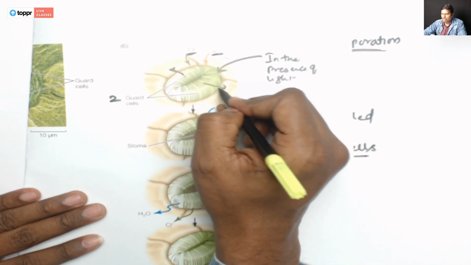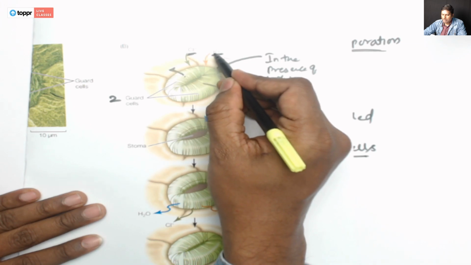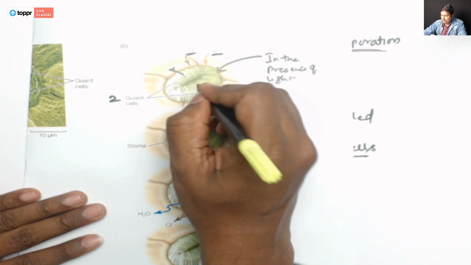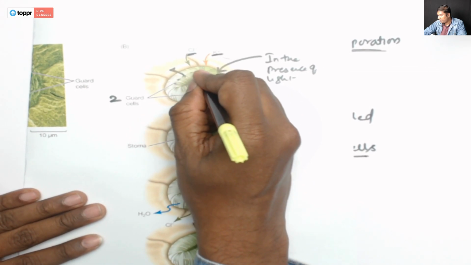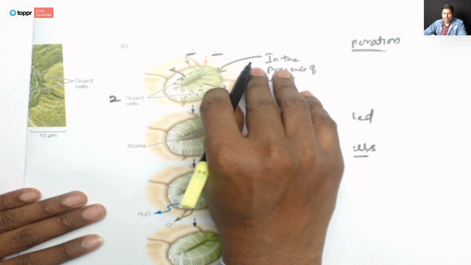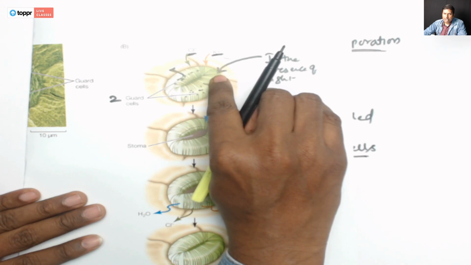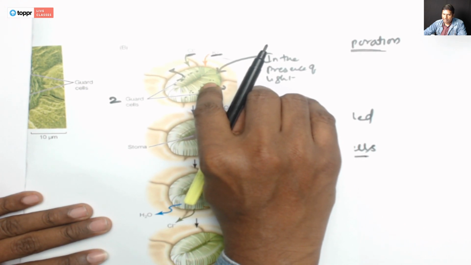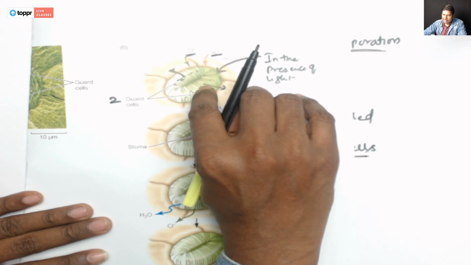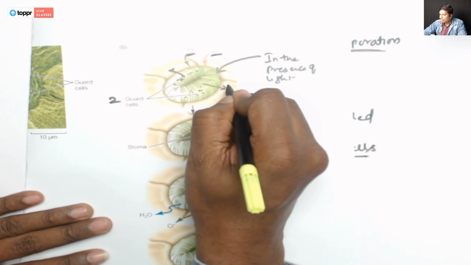Okay, those protons are pumped out, and the potassium and chloride ions are taken in. So you have several ions getting accumulated here. And I told you already, the minute the solute particles or the ion concentration increases, what will happen? When the ion concentration increases, the water will start to move in.